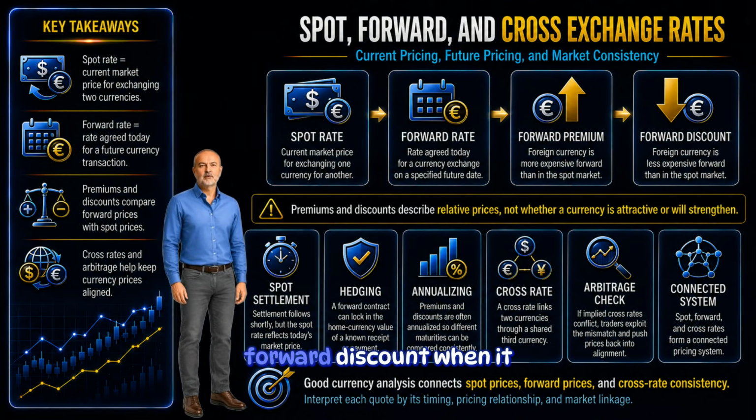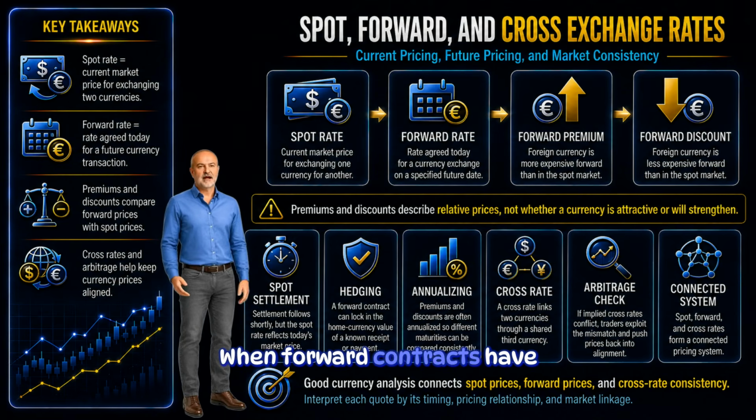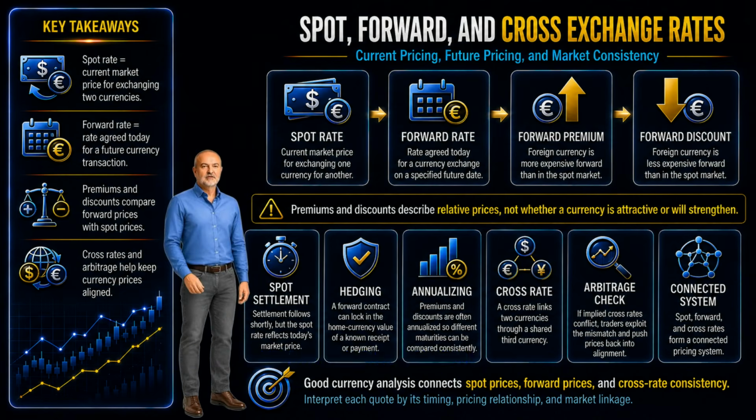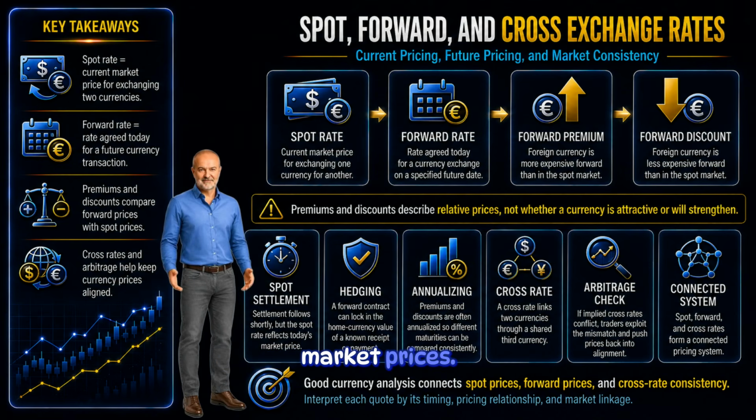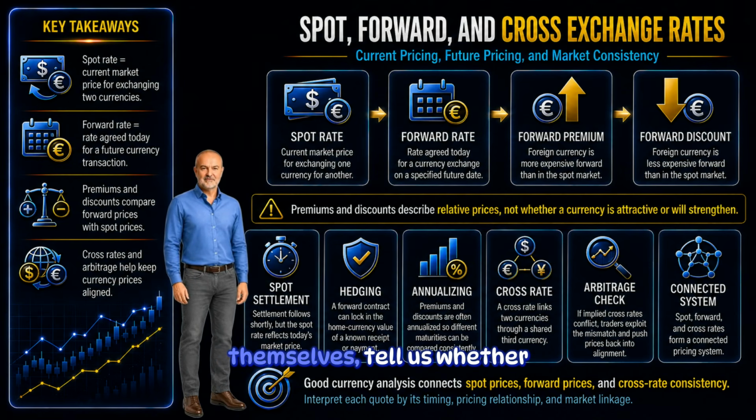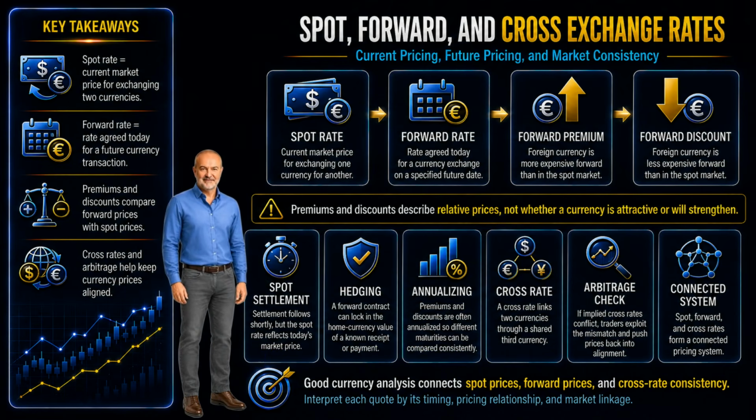It trades at a forward discount when it is less expensive forward. When forward contracts have different maturities, premiums and discounts are commonly annualized so that they can be compared consistently. These terms describe relative market prices. They do not, by themselves, tell us whether a currency is attractive or whether it will actually strengthen.